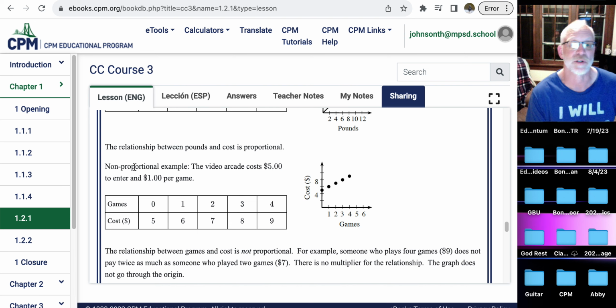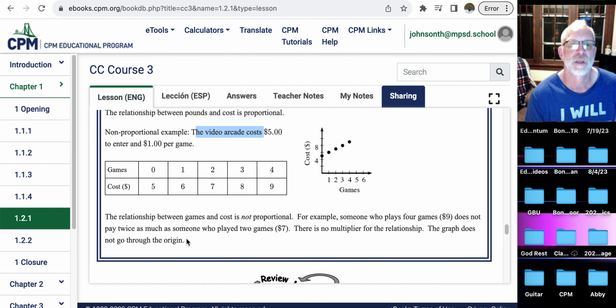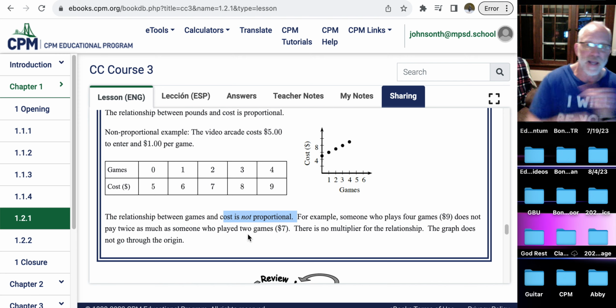And here's a non-proportional example. The video arcade costs $5 to enter and $1 per game. So it's still linear. It's going up, right? But it doesn't go through the origin. The relationship between games and cost is not proportional. For example, someone who plays 4 games, $9, does not pay twice as much as someone who plays 2 games, $7. There's no multiplier for the relationship. The graph does not go through the origin. So let's remember that as we go back.